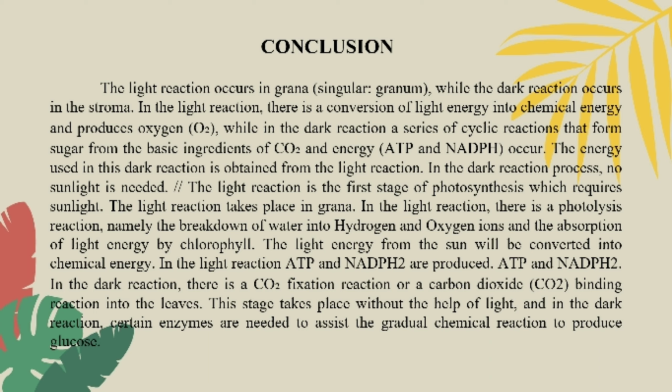The light reaction is the first step of photosynthesis, which requires sunlight. The light reaction takes place in the grana. In the light reaction, there is photolysis, namely the breakdown of water into hydrogen and oxygen ions, and the absorption of light energy by chlorophyll. The light energy from the sun will be converted into chemical energy. In the light reaction, ATP and NADPH2 are produced.